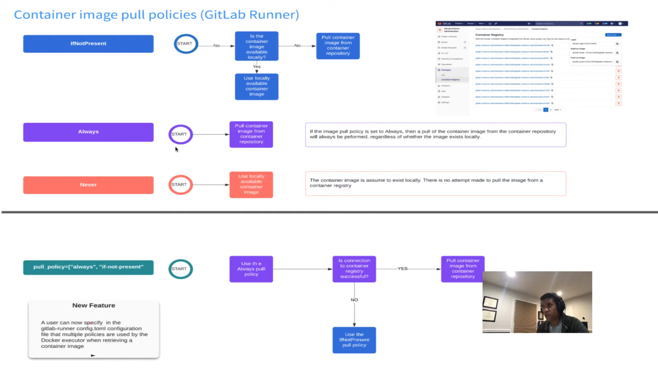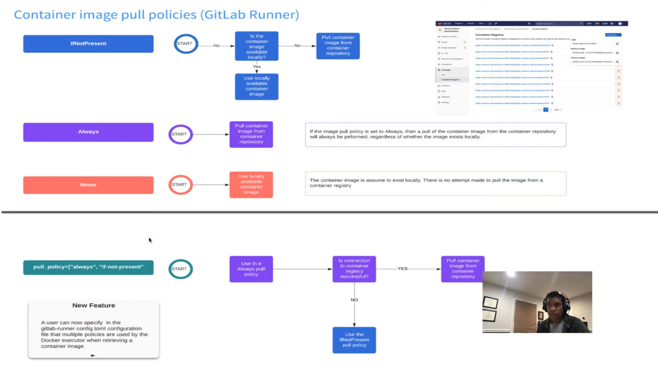Always is pretty straightforward. The logic says, hey, once that is set, always pull the container image from the container registry or repository. And then finally, never says always use the locally available container image. In this case, the image is assumed to always exist locally. There's no attempt made to pull the image from a container registry or container repository.